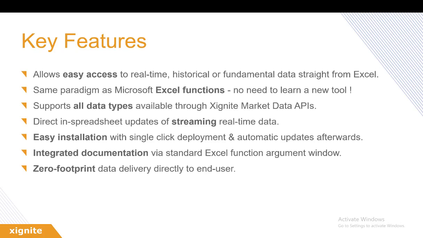In addition to the request response APIs, the CloudAddIn also supports streaming APIs, which allows you to directly update spreadsheets with real-time data. Installation is very simple. It's a single-click deployment, and after that, any updates are automatically pushed to the plugin. Just like APIs, the documentation is the same documentation available through the Excel function window. And similar to Cloud APIs from Xignite, CloudAddIn comes with zero footprint delivery directly to the end user, which is in this case Excel. So let's quickly look at the add-in from Excel.